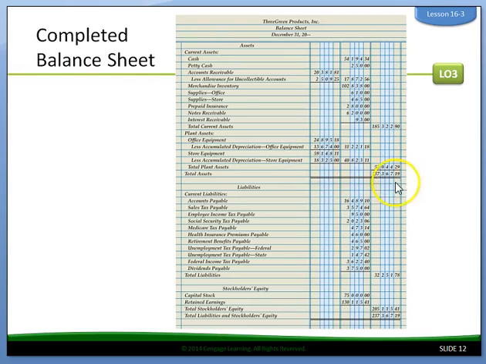If you look right here, this is what I just said to do. Verify that total assets and total liabilities and stockholder equity are equal, because they should be. And this is the entire balance sheet that we just did.